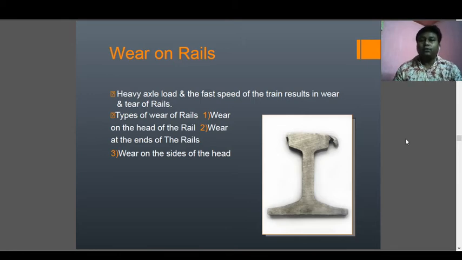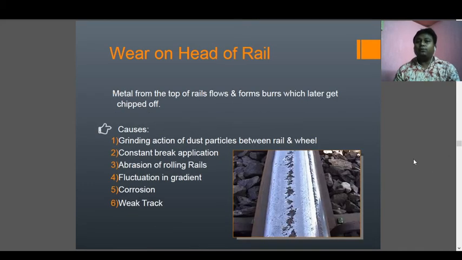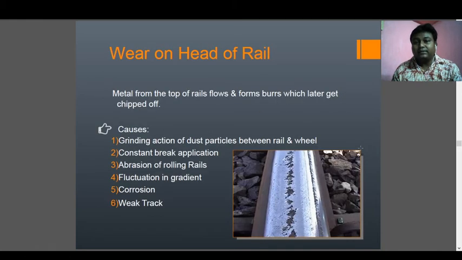The heavy axle load and the high speed of the train result in wear and tear of the rail. The types of wear of the rails: one, wear on the head of the rail; two, wear at the end of the rail; the third one is wear on the side of the head. So this one is the side of the head. If you see, this one is the head, and this one is your foot or tail. So this is wear in the side of the head. There are various types of wear and tear effects that may occur. This is the wear on the head, this one is the wear on the side of the head, and this is the wear at the top surface of the rail.